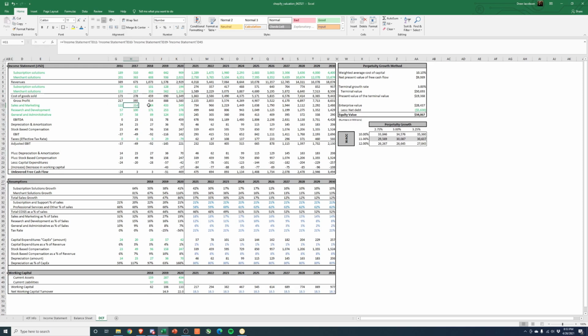And same thing for sales and marketing, because we're trying to get EBITDA, so we want to back out depreciation, amortization. I also back out stock comp because it is non-cash. I mean, it's non-cash from the standpoint of the company not having to lay out cash, but it is dilutive to a shareholder. So it is bad to the shareholders, but it's non-cash when we're trying to get just pure unlevered free cash flow.